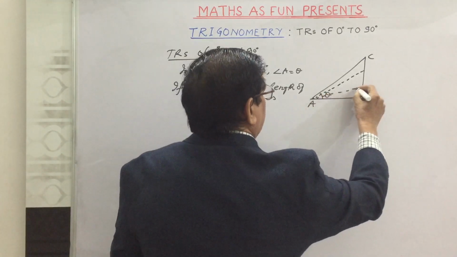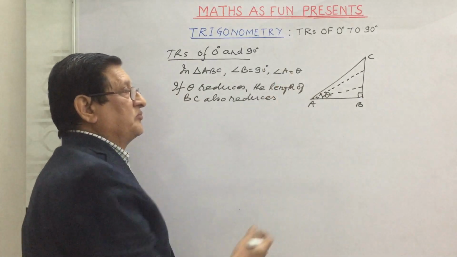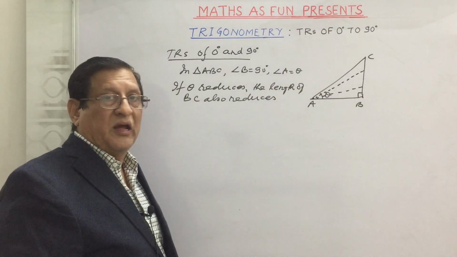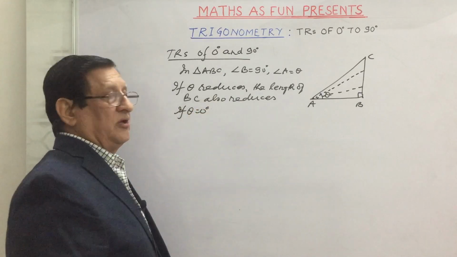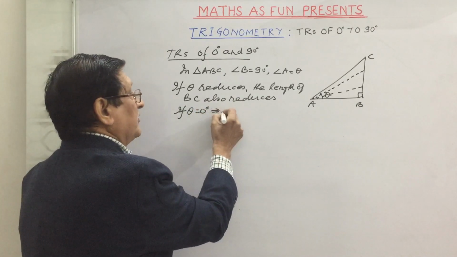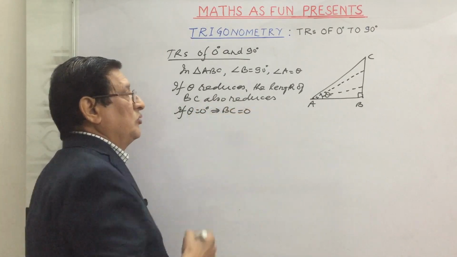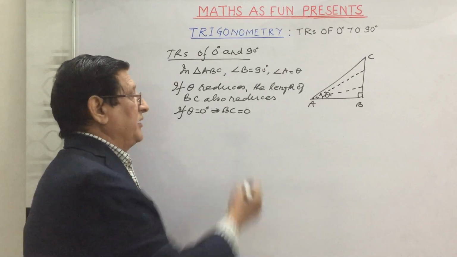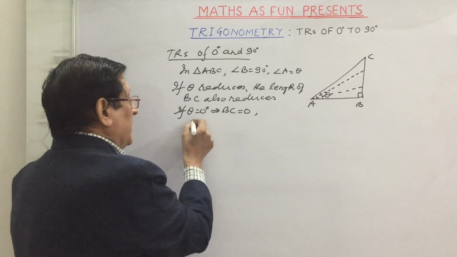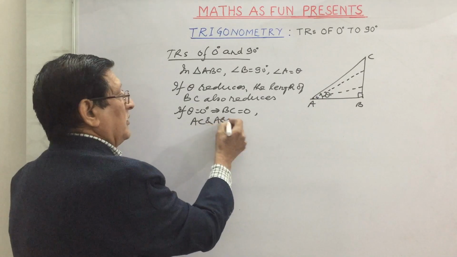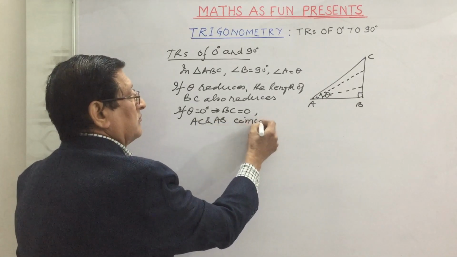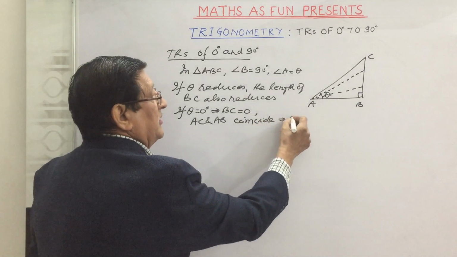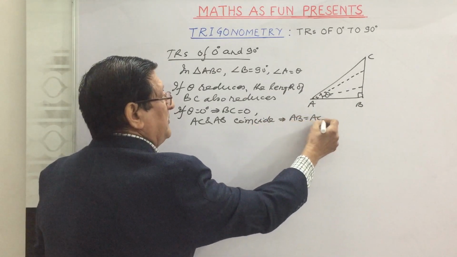Some more, if we reduce it, the length of BC will be some more less. And if we find that theta comes to 0 degree, then we will find that BC gets to be 0, and AC and AB coincide. And if they coincide, it means AB and AC will be equal.